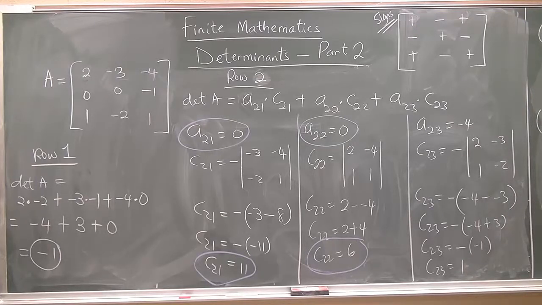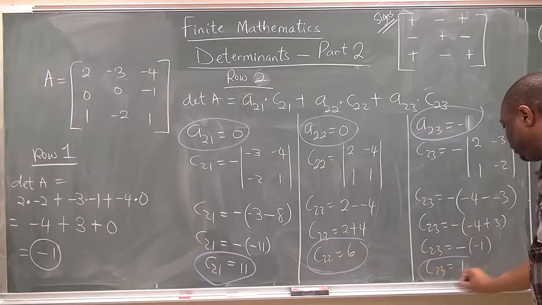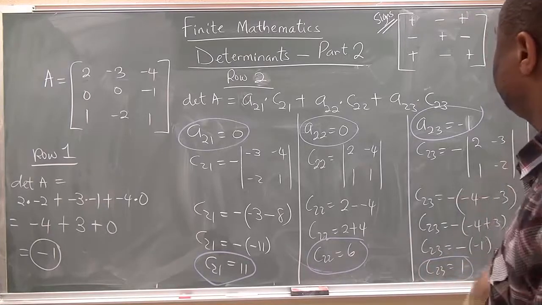Okay? Negative 4 plus 3, negative 1. And then C23 will be 1. Let's make sure we got it right. This will be 2, 1, negative 3, negative 2. So this is negative 4 minus negative 3. So negative 4 plus 3 is negative 1. Now, but A23 is not negative 4. A23 is negative 1. So when you're doing this, it's good to make sure you check well. Okay, double check. And then C23 is 1. It's good to double check to make sure that you're right.